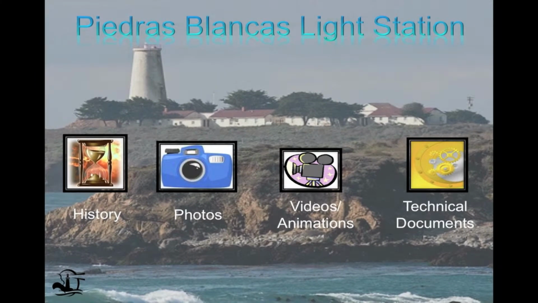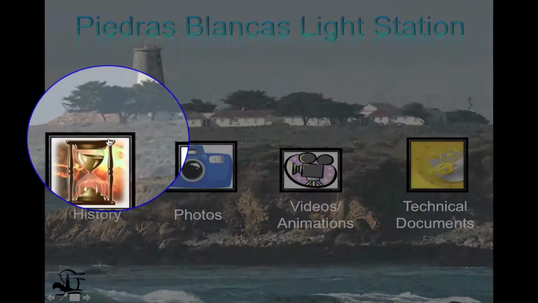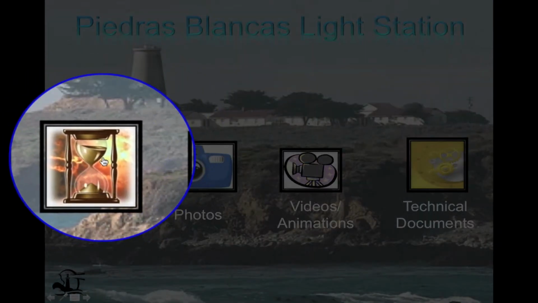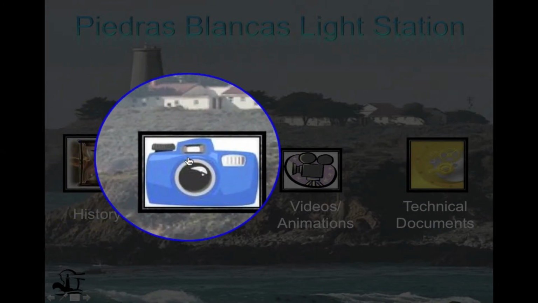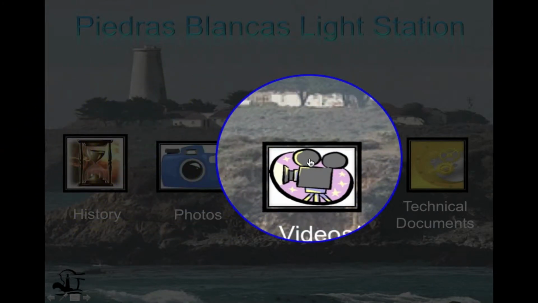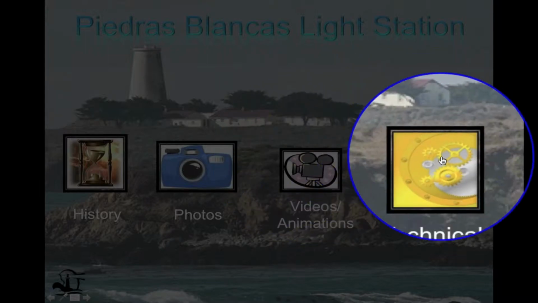This is the opening page of the light station and the home page of the PowerPoint. And as you can see, there are 4 individual components. Each of these little things is actually a button. So you can go through the history, go through some photos, then there's the videos and the animations that I made, and then finally this is a lot of the technical documents.